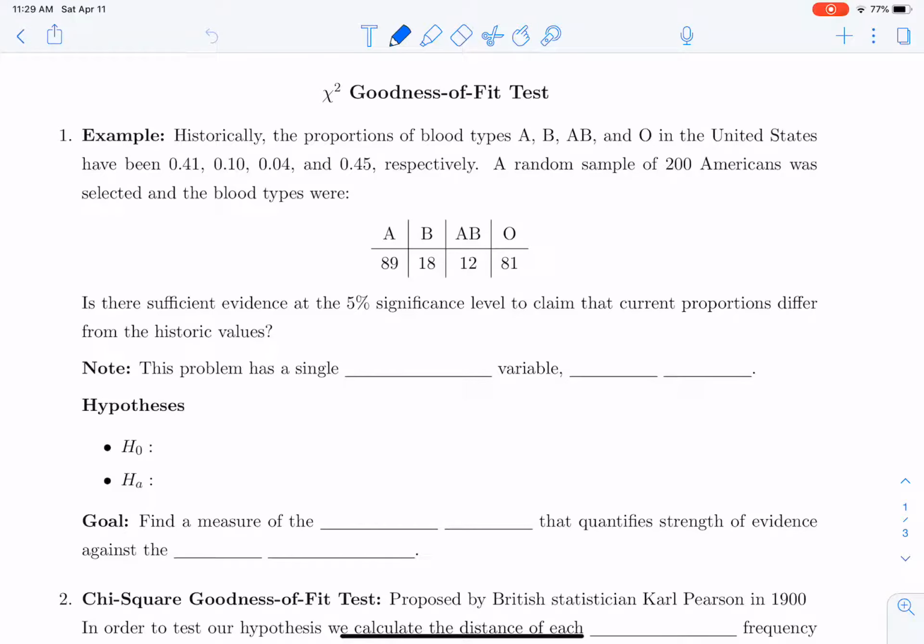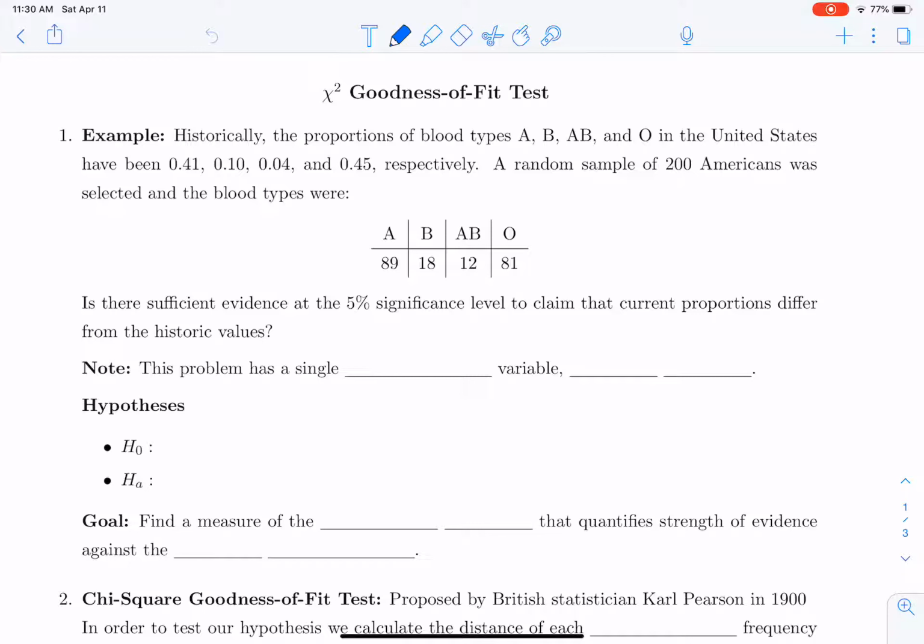We are now going to move on to non-parametric tests. These are tests where we're not going to estimate a parameter like the mean or the variance. So the first one that we're going to look at is called a chi-square goodness of fit test. So we'll start with an example.